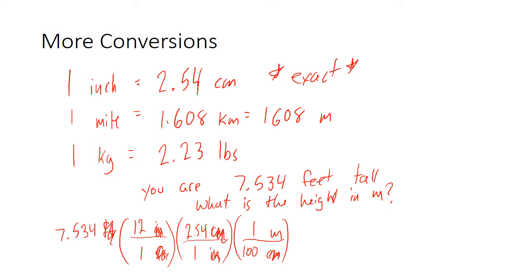So what I'm going to do now is in my calculator, I'm going to type 7.534 times 12 times 2.54 divided by 100. And I'm going to get a number for that. And that number is going to be 2.296. And that's in meters. Remember to put a unit, because good people put units.